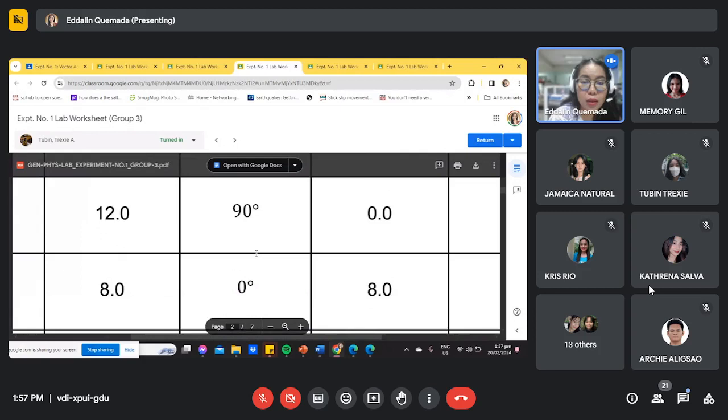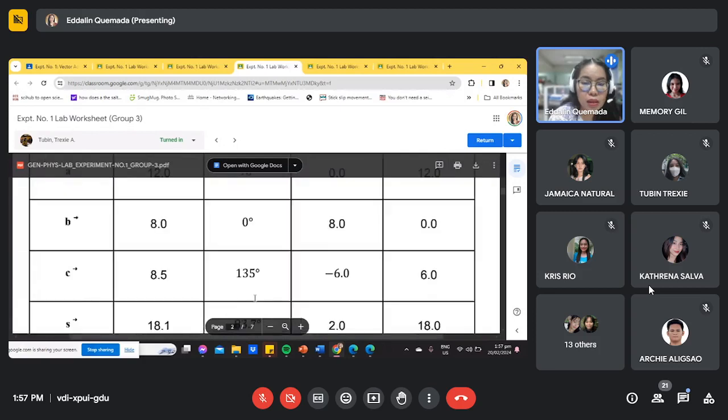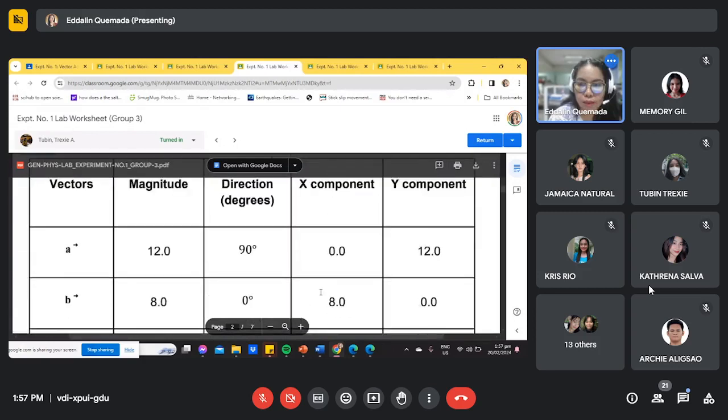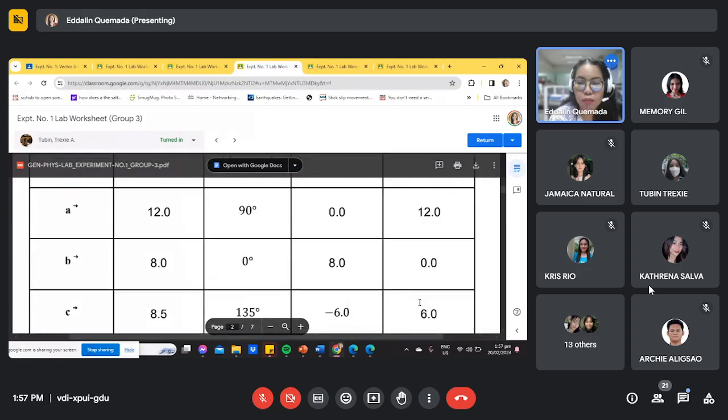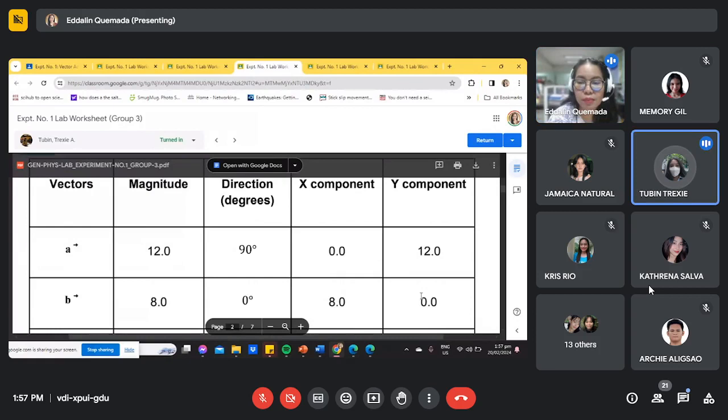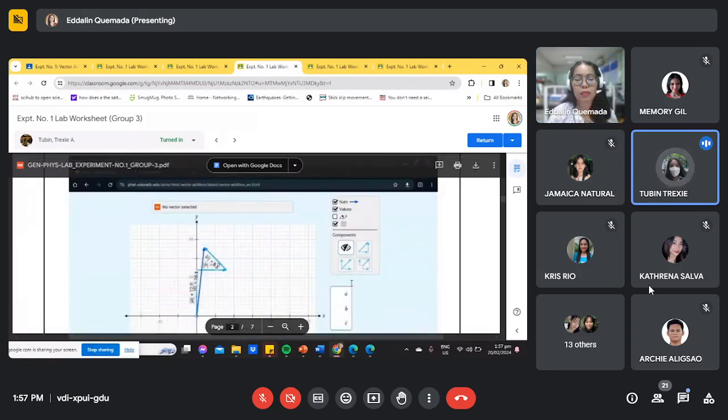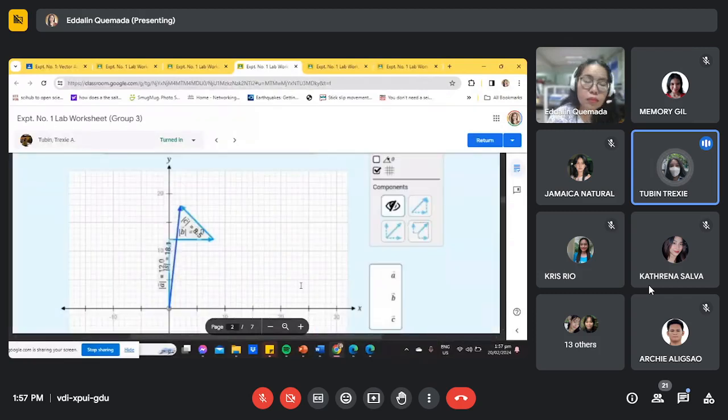How about in this case, vector B? Why is its y component zero? Since it is zero degrees, miss, it lies on the x-axis, so its y component is zero. Okay, so this is the case that we are referring to.